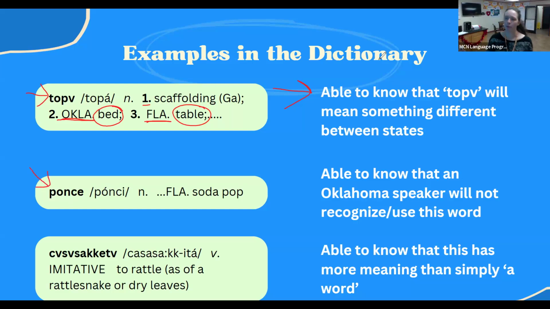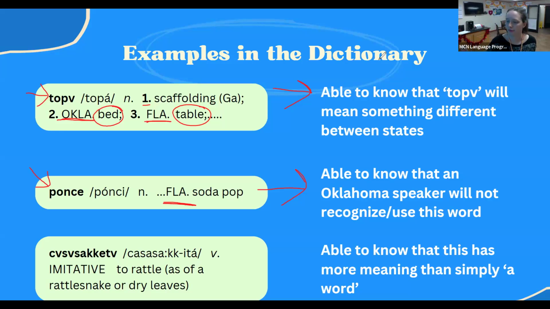This one, for example, onji. It's listed as FLA, so Florida soda pop. What we can tell from this, we're able to know that an Oklahoma speaker will not recognize or use this word. Maybe they recognize it if they know some Florida speakers, but they won't use it and they won't consider it Oklahoma Mvskoke. I did use it once because I found it in the dictionary before I knew how to understand this, and a speaker told me only Florida people use that. No one understands it. So I've actually found a new way to say soda. But yes, so that's important to know because I found out, oh, no speakers in Oklahoma use this word.